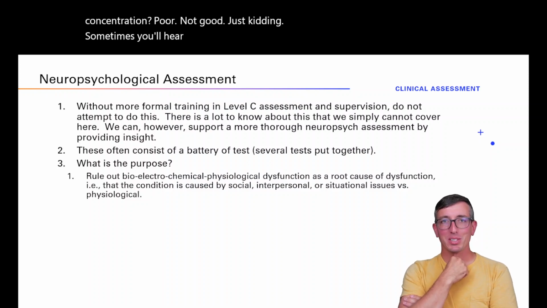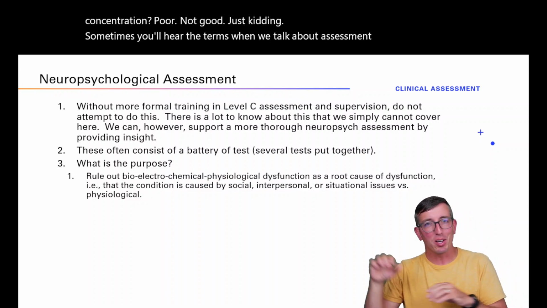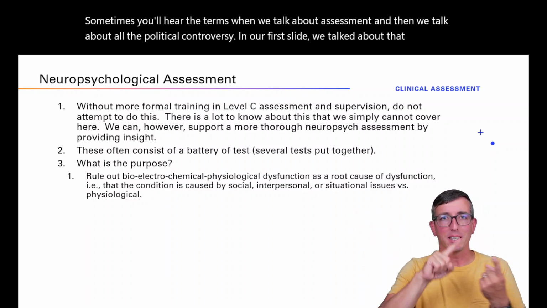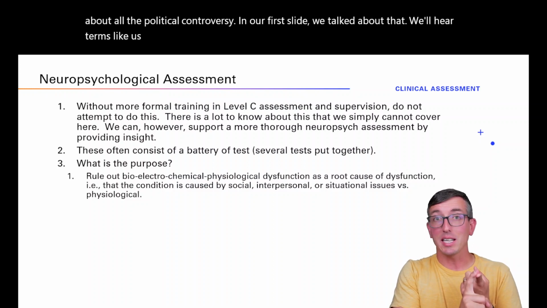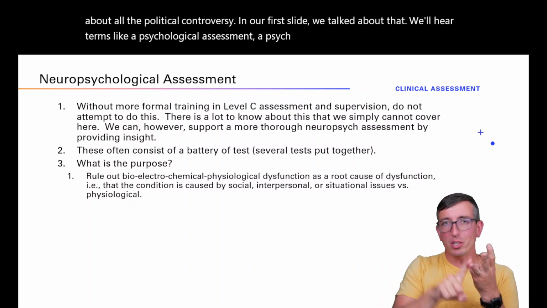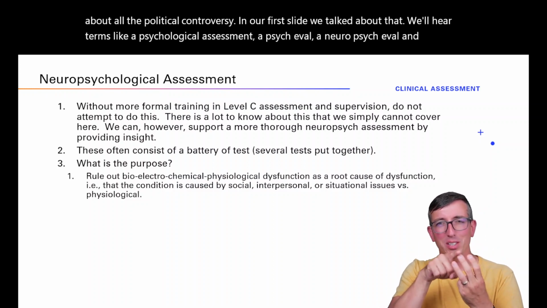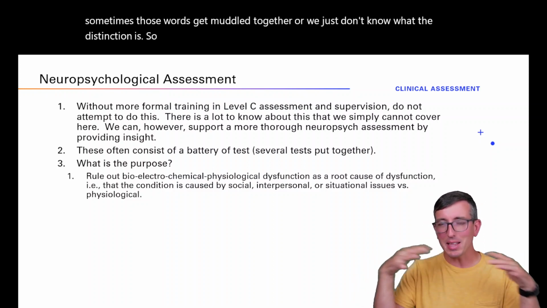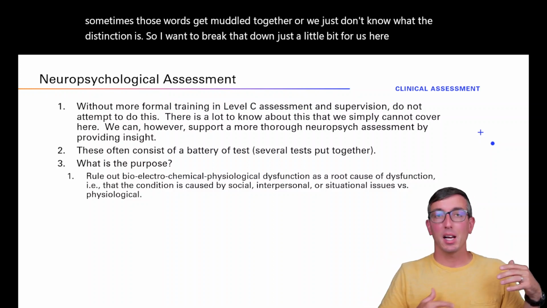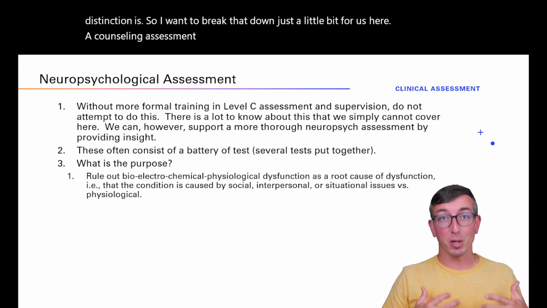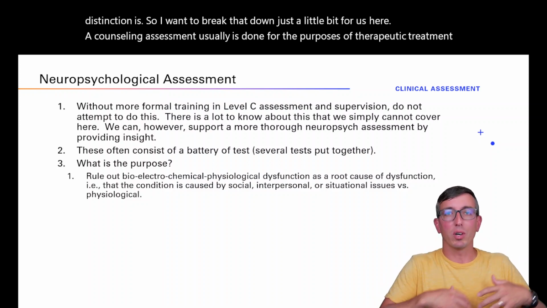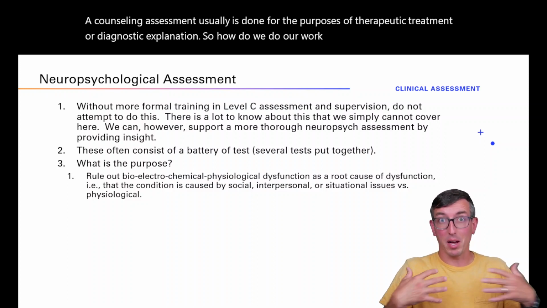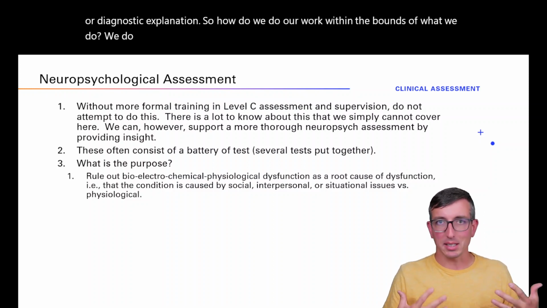Sometimes when we talk about assessment, and then we talk about all the political controversy in our first slide, we'll hear terms like a psychological assessment, a psych eval, a neuropsych eval, and sometimes those words get muddled together, or we just don't know what the distinction is. So I'm going to break that down just a little bit for us here. A counseling assessment usually is done for the purposes of therapeutic treatment or diagnostic explanation. So how do we do our work within the bounds of what we do? We do a counseling assessment.